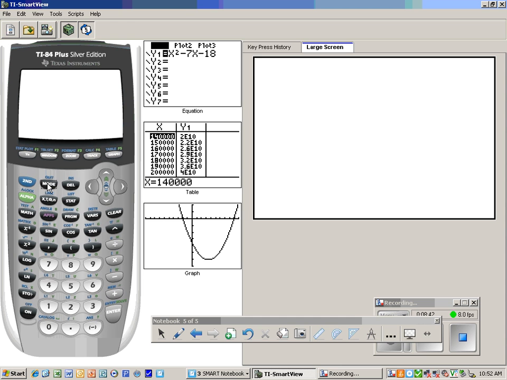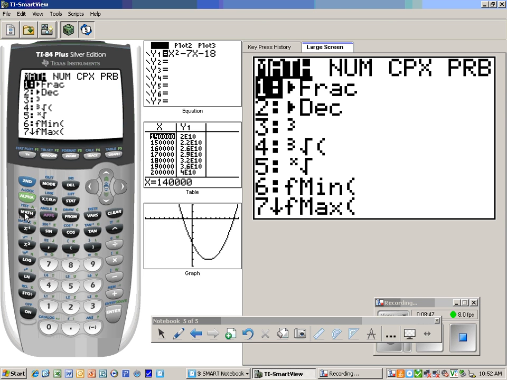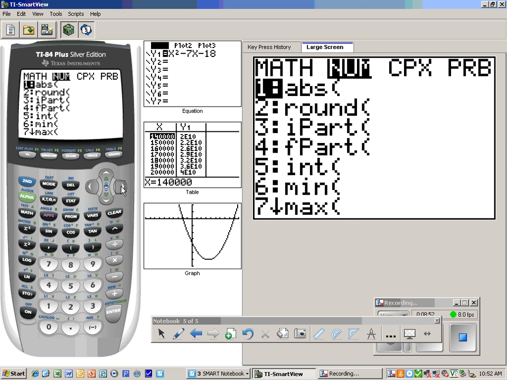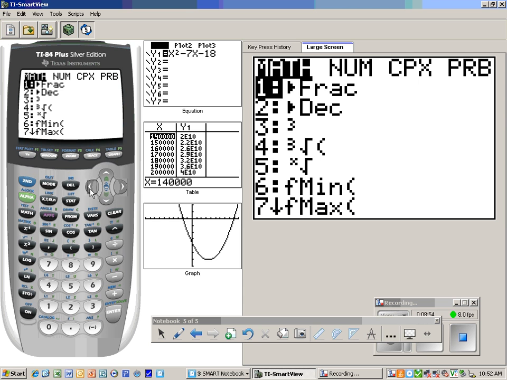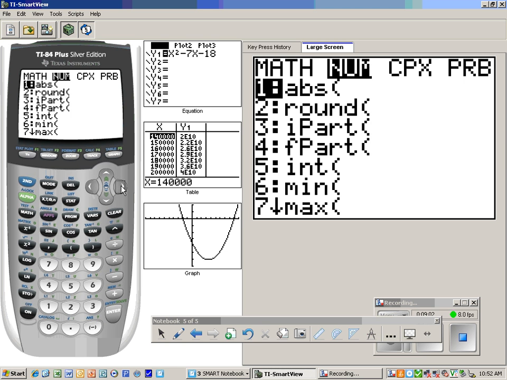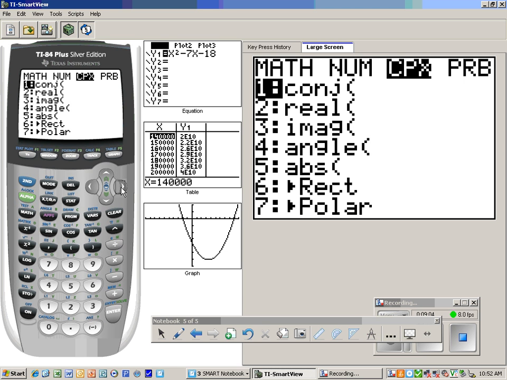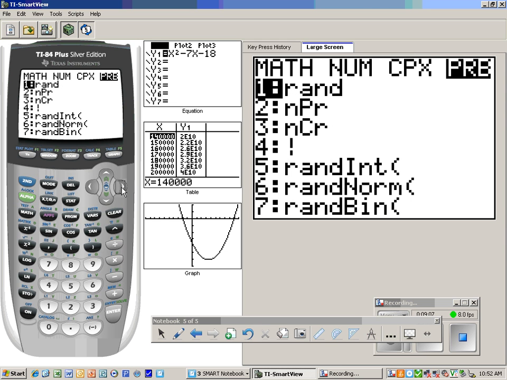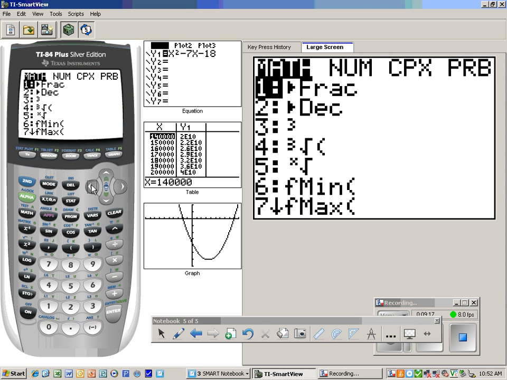The Math menu on the calculator can be found using the Math button. When you press it, there are 4 menus there. To move between them, you can press the left and right buttons. The menus are Math, Num for numbers, CPX for complex numbers, and PRB for probability. We'll only look at the first 2 menus and only a few functions.